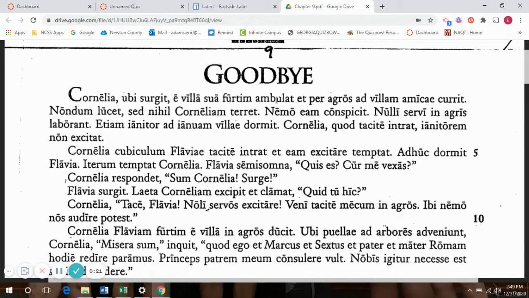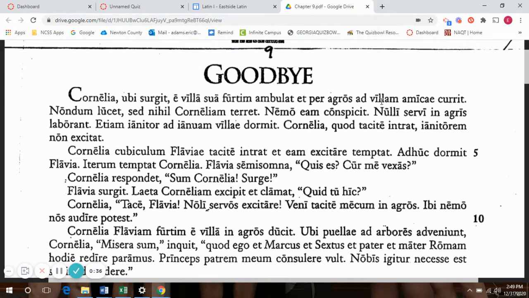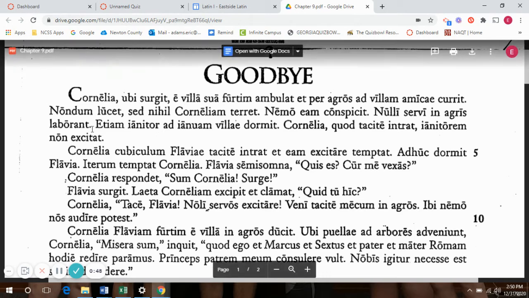Sneakily, furtim ambulat, she walks, she is walking, she does walk, out of sua villa, her own country house. And she runs, is running, does run, currit, through the fields, ad villam, to the country house, amicae, of her friend. Amicae here is genitive singular, and it's either going to be showing possession and translated of her friend, like we just said, or it could be her friend's country house, showing possession of the country house.